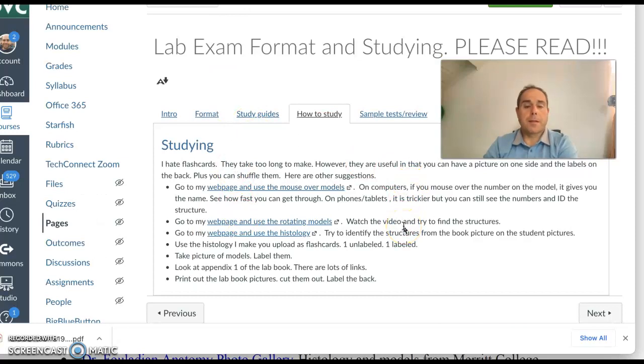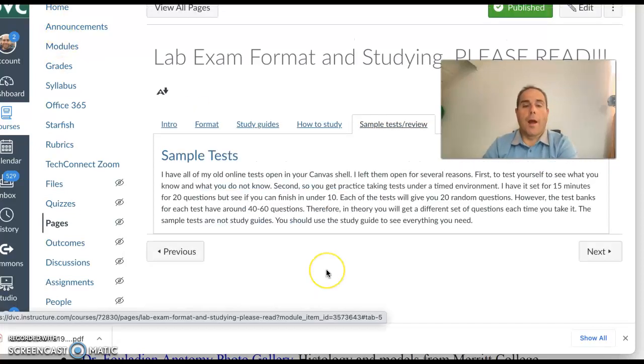And basically, you need to study. You need to study every single day for the lab exam. So every day, study for the previous lab or the current lab. I also have sample tests for you, and it's a good way to get used to taking a timed test. You have 2 minutes per station.